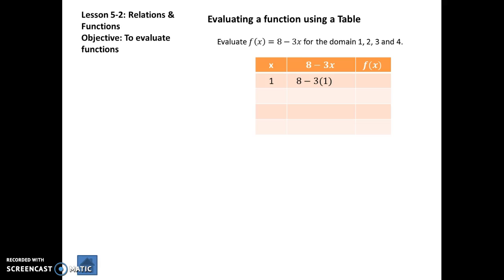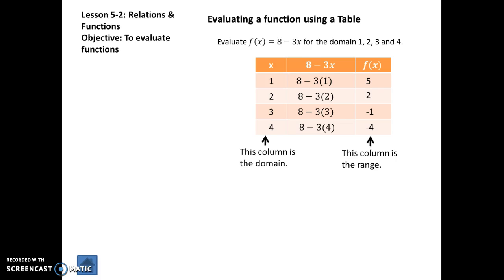Then we evaluate or simplify. So 3 times 1 is 3. 8 minus 3 is 5. So that's how we get our values. We're going to repeat that with the 2. So instead of the 1, you're going to see the 2. Evaluate it and get a 2, and do the same for the 3, and then for the 4 as well. So we have our input values, our domain, we substitute, and we get our range, or our output values.